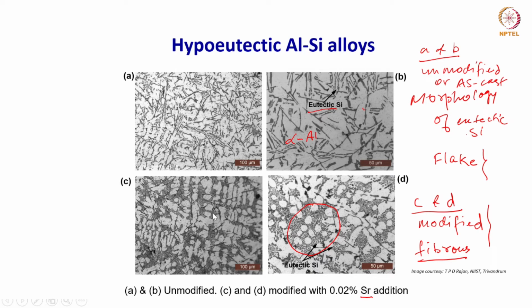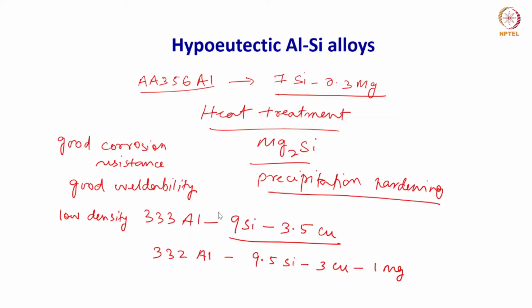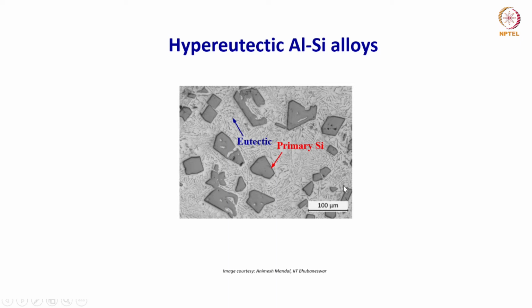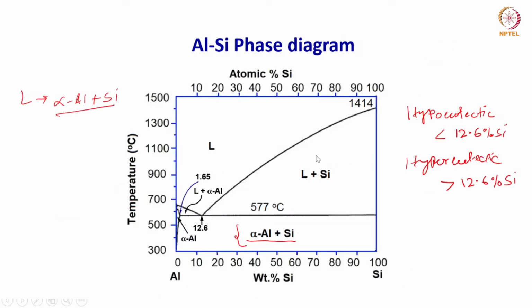Now, if you look at the hypereutectic alloys, where you have more than 12% silicon, or the eutectic alloy at around 12.6% silicon, then as you see from here, you have the alpha aluminium.